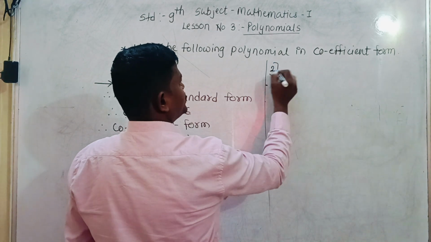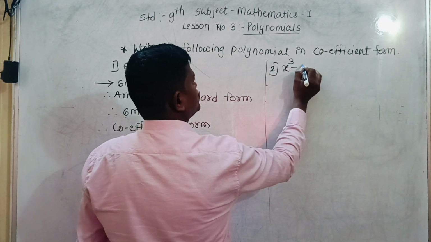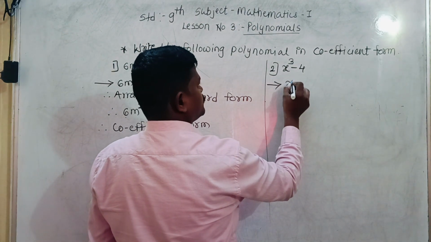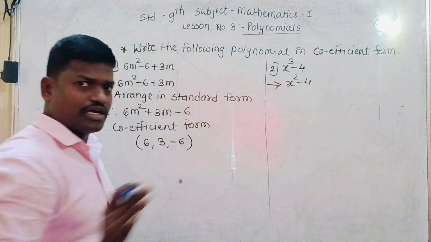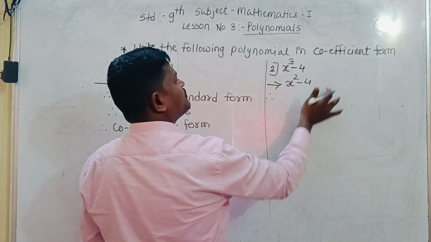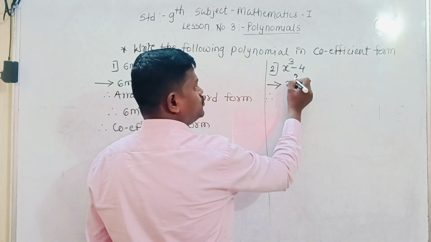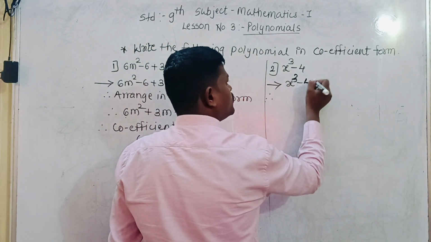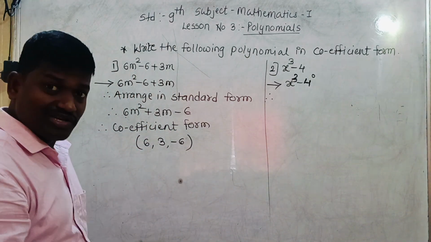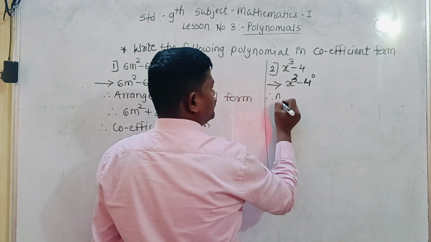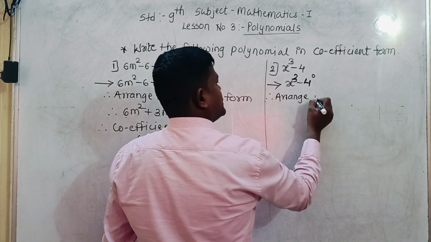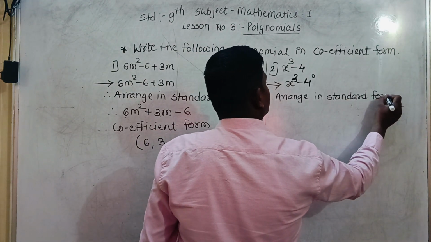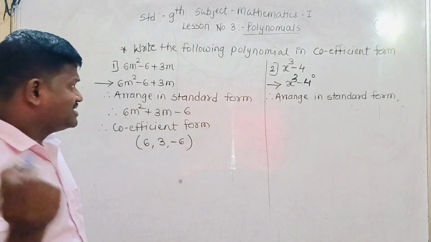The second question is x cube minus 4. First of all we have to write down the question. Then see, our equation is not in standard form because 3 is here and 4 means 0 index or power. So we have to first arrange in standard form.